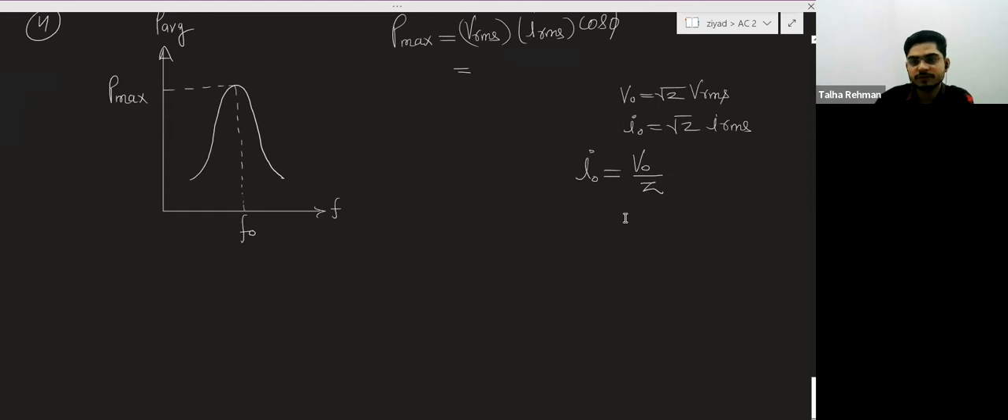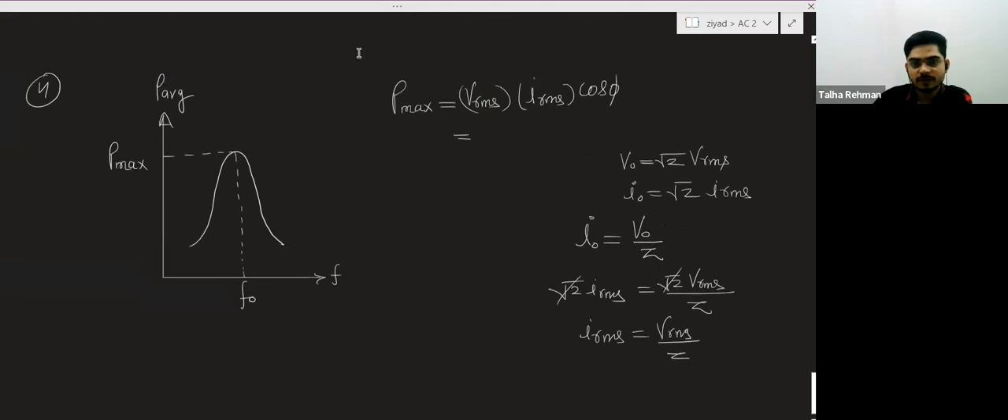What is I naught? Root 2 times IRMS. V naught is root 2 times VRMS divided by Z, and at resonance this root 2 and root 2 will cancel out. So IRMS can be written as VRMS by Z.